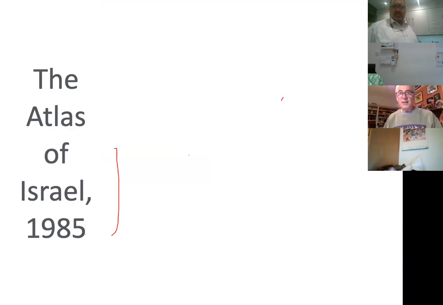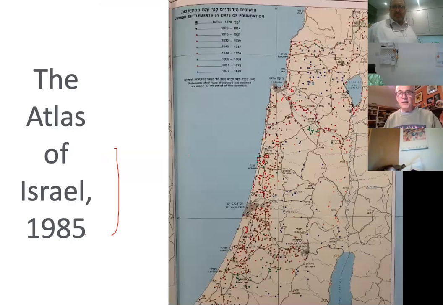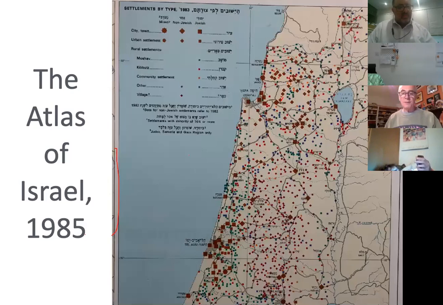This is a map which shows Jewish settlements by the date of their foundation. And there are maps on how many people are living in these places. There are just enormous amounts of maps. It goes to hundreds and hundreds of maps of the State of Israel in 1956, and it's been updated numerous times. This one is from the 1985 edition. There was a 1970 edition as well.